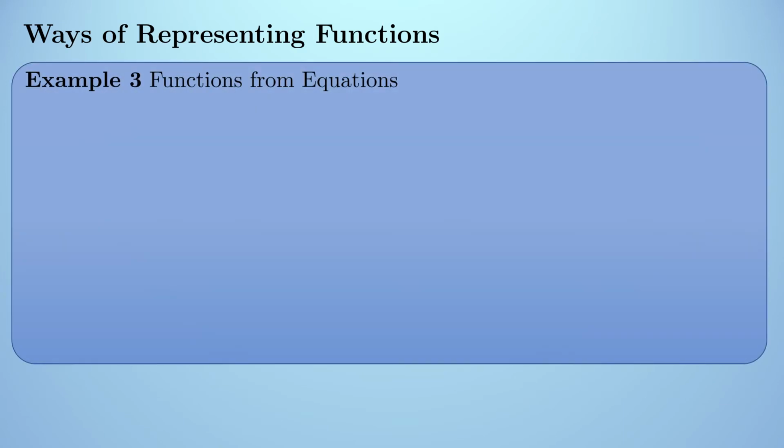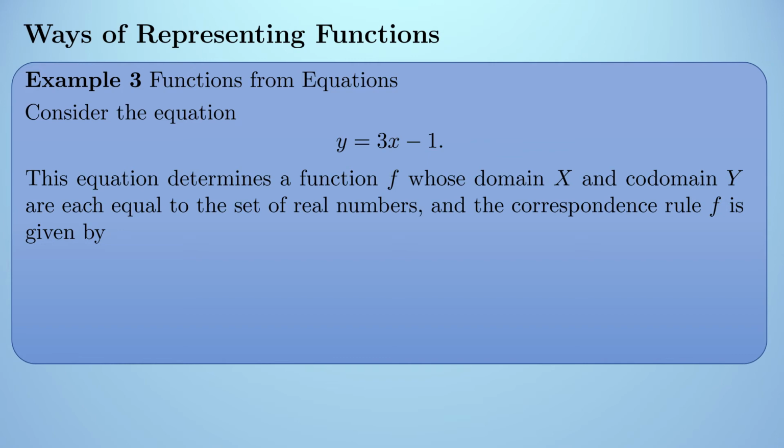In our third example, we examine how functions arise from equations. By way of example, consider the equation y = 3x - 1. So this is an equation linking 2 variables x and y through this very simple relation. This equation determines a function f whose domain X and codomain Y happen to both be equal to the set of real numbers, and the correspondence rule for this function is given by f(x) = 3x - 1, telling us that for an input variable x, the corresponding output variable y for this function is obtained by taking its input variable, multiplying it by 3, and then subtracting 1 from that.